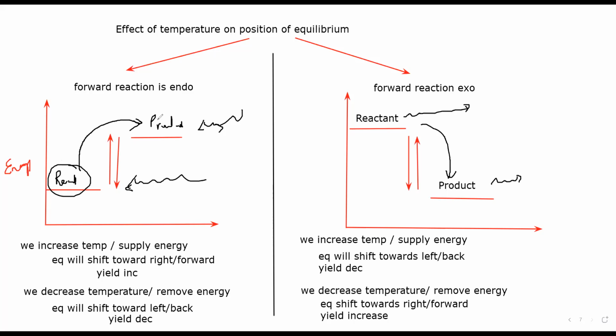So for an endothermic reaction, you're supplying energy. The product is already having high energy. When the product is having high energy and you're supplying energy, it will not make a difference to the product. But when you supply energy, most of this energy is absorbed by the reactant and it will form product.